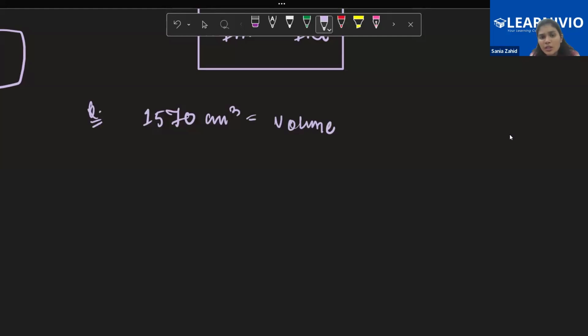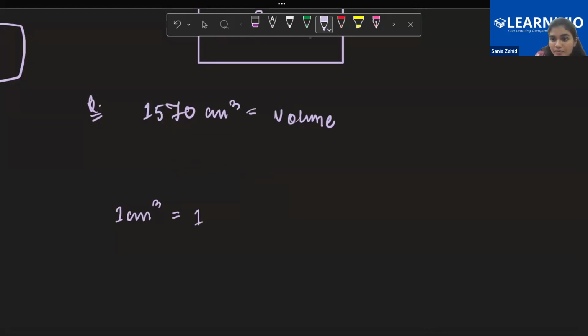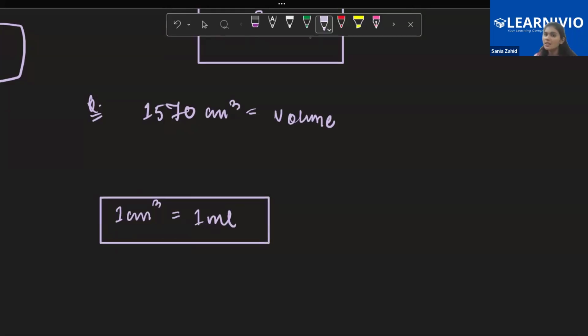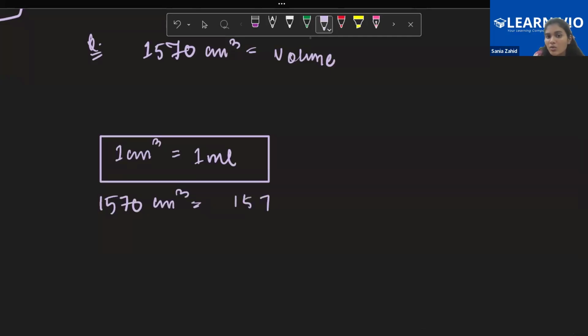Now again you get confused. You have to convert centimeter cube into liters. You don't know whether the relationship was 1000 or 100. No problem. I just know one thing. 1 centimeter cube is equal to how many milliliters? 1 milliliter. So let's convert it into milliliter. That means 1570 centimeter cube is equal to 1570 ml.